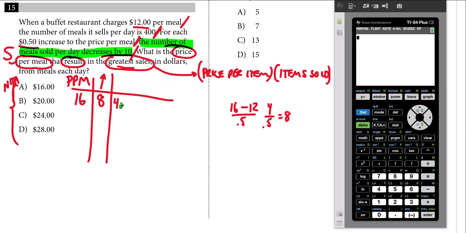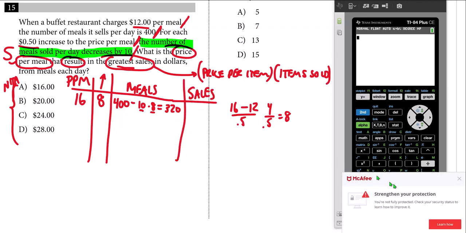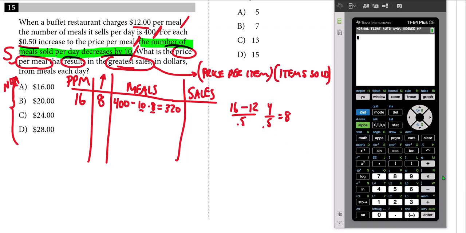So that means I'm going from 400 down 10 times 8. Again, 10 meals decrease for every time I increase my price. So that is going to be my new meals. Meals here is going to be 320, which means my sales, remember what we said? We said sales is going to be the price per item times the items sold. So there's my price per item. There's my items sold. So I've got 16 times 320.